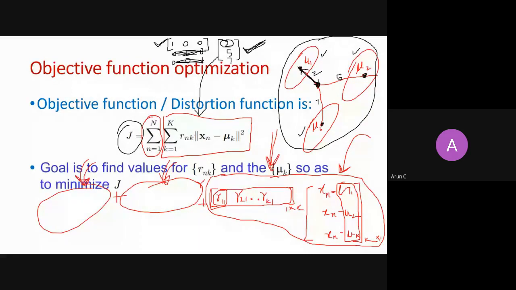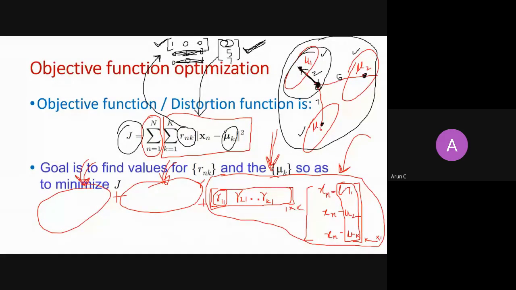Now don't forget that here I have fixed my mus, so I am only allowed to seek or change this vector r. Among all the possibilities of r, I will choose only that r which helps me minimize this jth cost function individually. So once I know my r, the ultimate assignment of this point will be this.